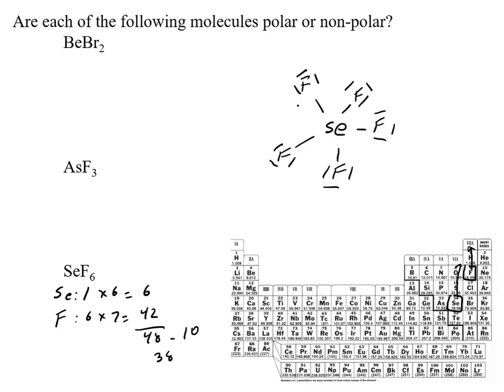I can't count. Let me try that again. I think I got distracted, because I can't have more than that. So let's try this again. Okay, where did I make my mistake? 2, 4, 6, 8, 10. That's my mistake. There's only 5 fluorines here. Gotta add a fluorine. By adding a fluorine, this becomes 12, which leaves me 36.